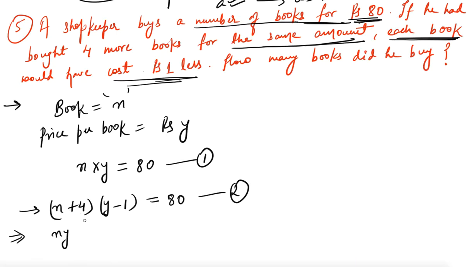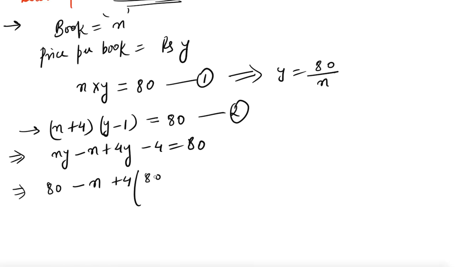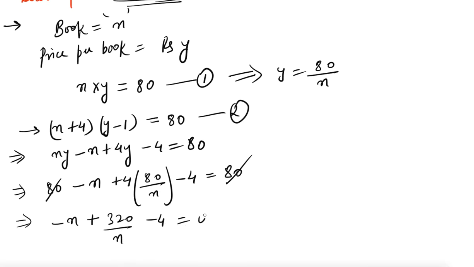n into y, ny minus n plus 4y minus 4 is equal to 80. Correct? So I know the value of ny from equation 1 is 80. Let me substitute that, minus n plus 4. Now from this I can say that y is equal to 80 by n. That value I will substitute here. Okay, instead of y I will substitute 80 by n, minus 4 is equal to 80. Now this 80 and this 80 got cancelled. So remaining is minus n plus 320 by n minus 4 is equal to 0.